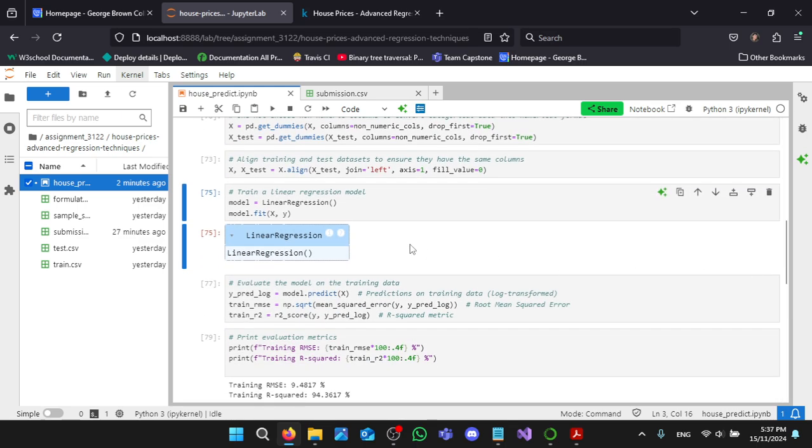So here you can see that I have trained the linear regression model. I train it with X and y, and it gives me this regression.